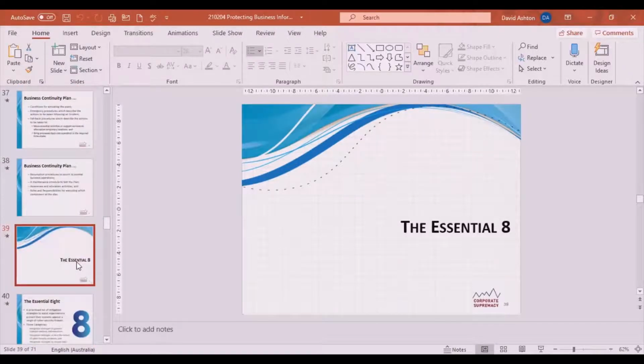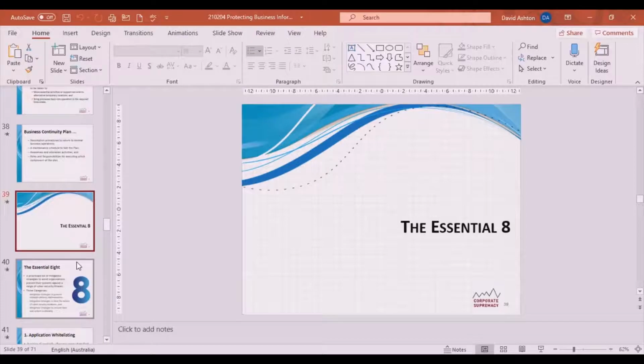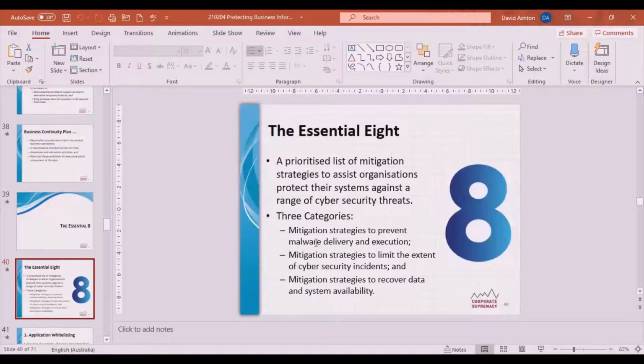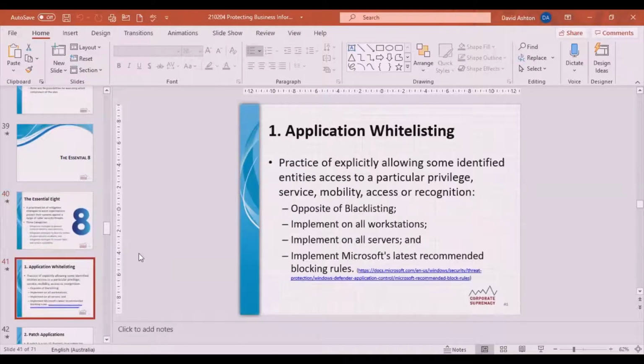So one thing, and this is more of a tech issue, that the federal government has put in place for small and medium businesses is what they call the Essential Eight, which are essentially mitigation strategies to assist businesses to protect their systems against a range of cyber security threats. They're strategies to prevent malware, limit the extent of cyber security incidents, and strategies to recover data and system availability. These are just some tools that you can implement. So application whitelisting, which is allowing some identified entities access to your computer system and their information.